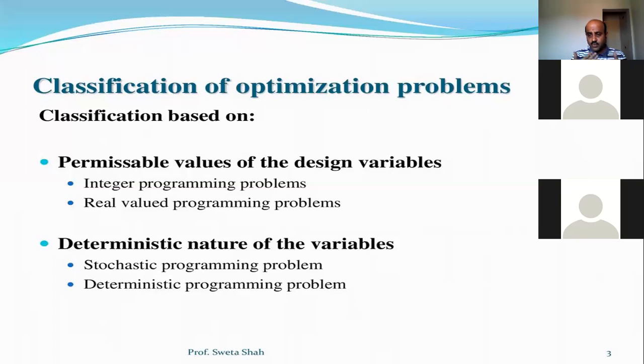In the previous problems we discussed, the design variables were i equal to 1 to n. Where the values are integers, it is said to be an integer programming problem. And if the design variables can have real values or real numbers, then such problems we call real value programming. I will discuss the next classification, stochastic and deterministic, later.